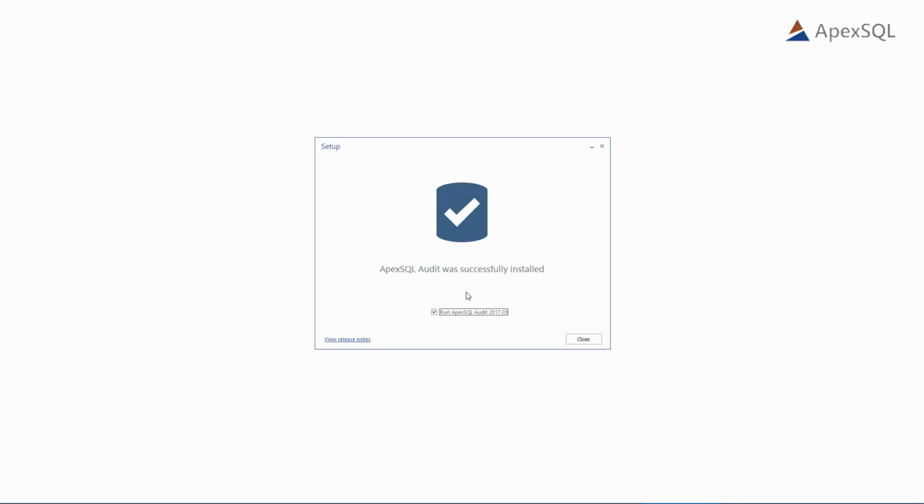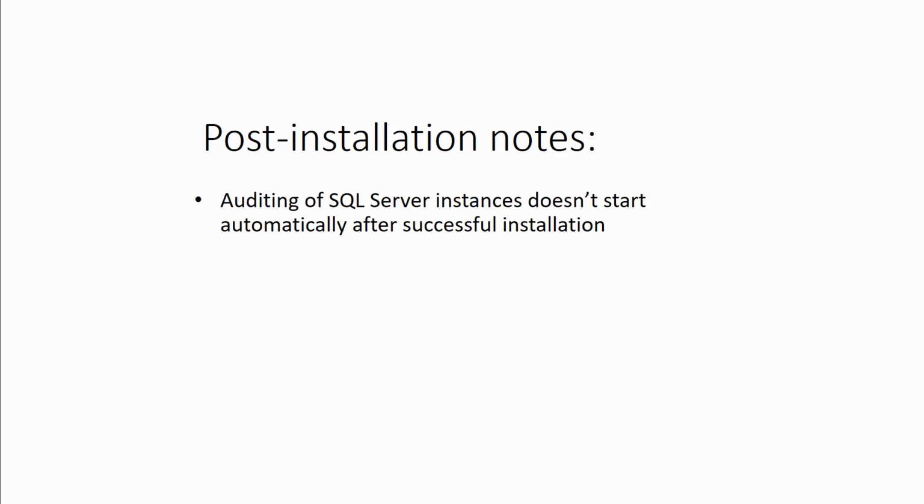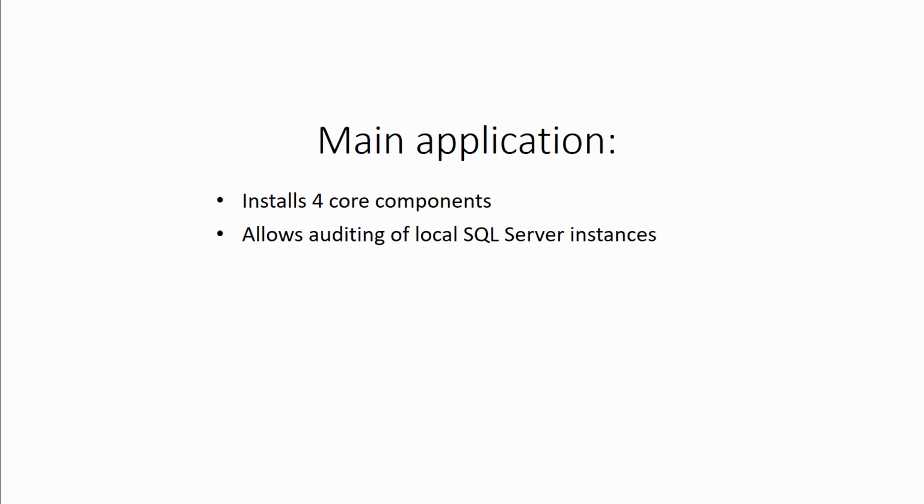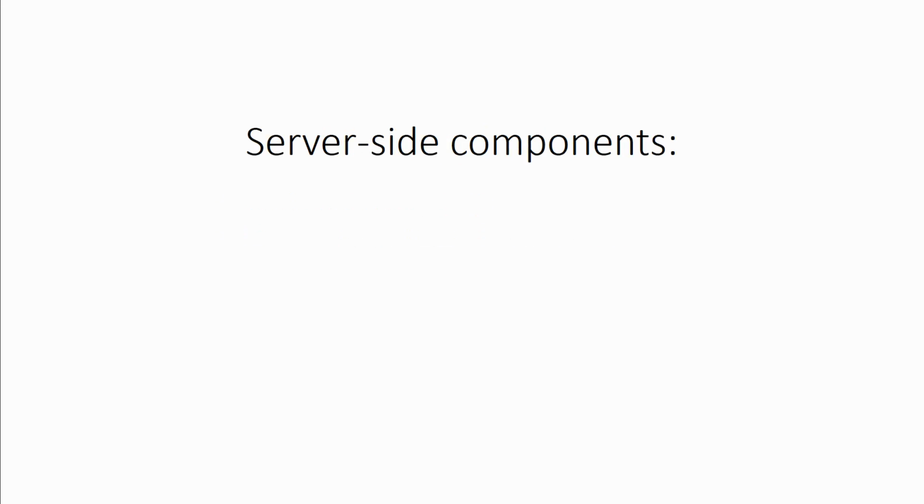It is important to understand that once the ApexSQL Audit main application is installed, auditing of SQL Server instances does not commence immediately. The user is required to start the application console, add SQL Server instances which need to be audited, and specify auditing filters, after which auditing will be started. As mentioned before, the main application will install core components of ApexSQL Audit and allow auditing of local SQL Server instances. If users need to audit some remotely located SQL Server instances, another ApexSQL Audit component will be required, and this is ApexSQL Audit Serverside Components.